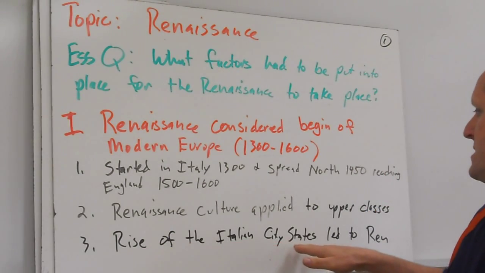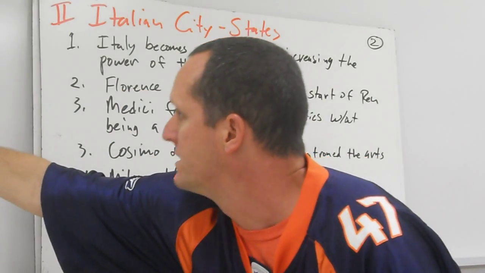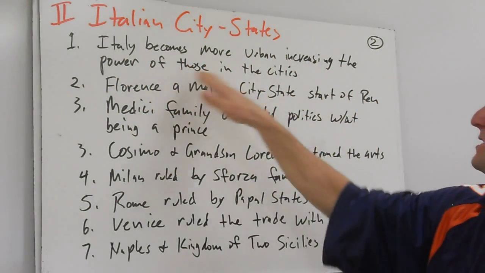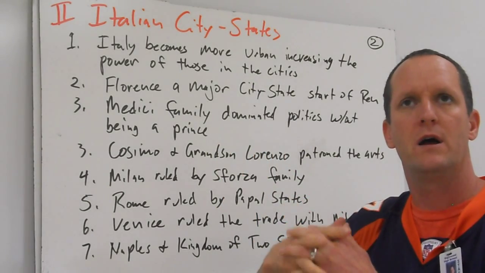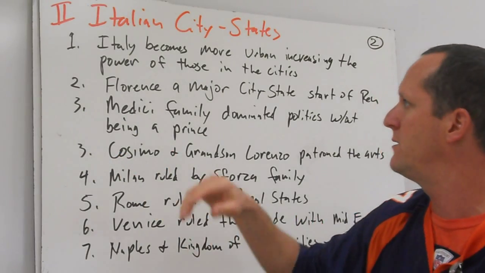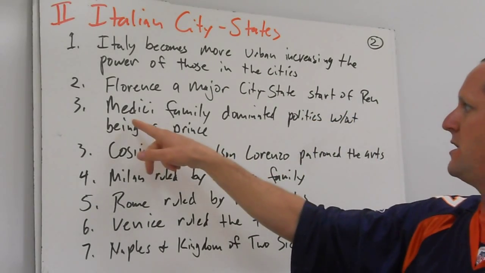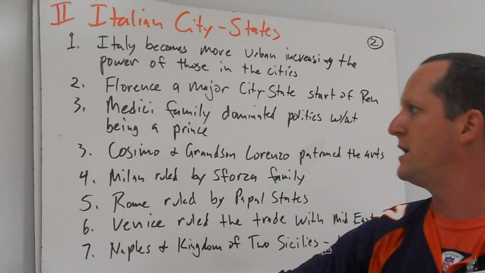It was the rise of the Italian city-states that led to the Renaissance. Italy becomes more urban, increasing the power of those in the cities. This power then enabled wealthy people to patron the artists. Florence, a major city-state, was the start of the Renaissance. The Medici family dominated politics without being a prince.